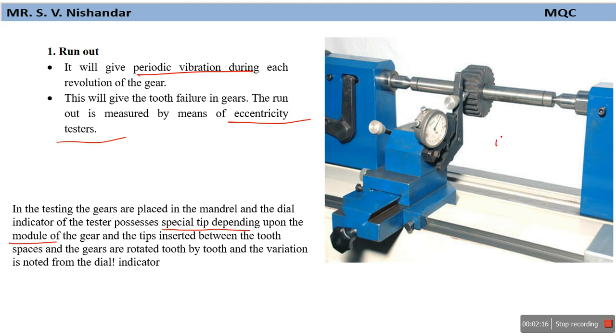The first step is to check the master gear on this eccentricity tester. From that we can find out the variation of the pointer within a range. After that, in the second step, the gear to be tested is keyed on the mandrel, and again we check the variations. If that variation is beyond the limit, we know the eccentricity is excessive, so we have to take corrective action to reduce the eccentricity.